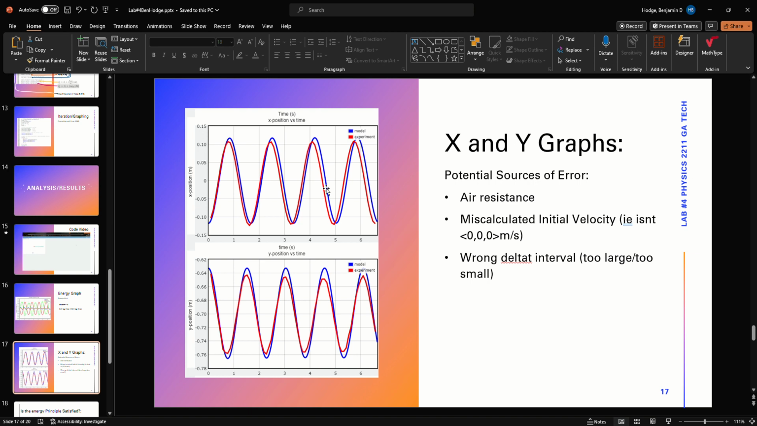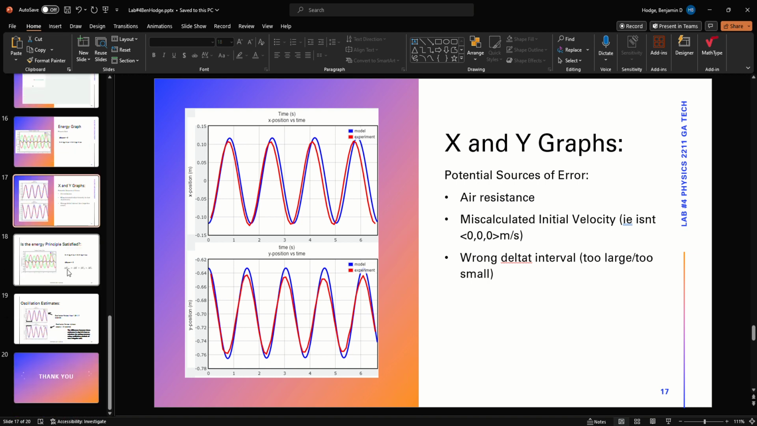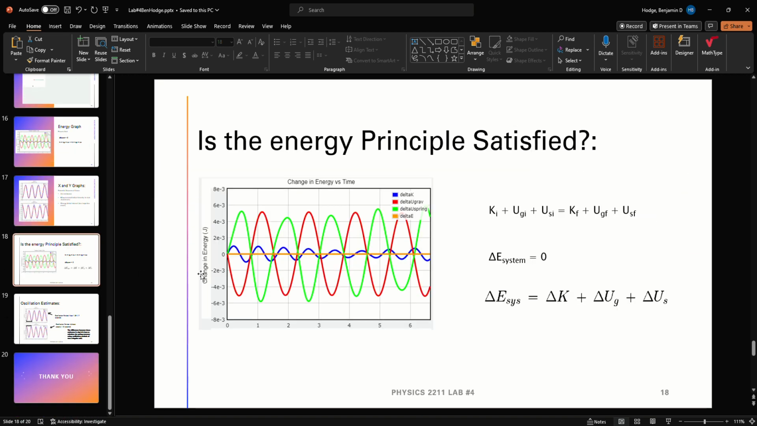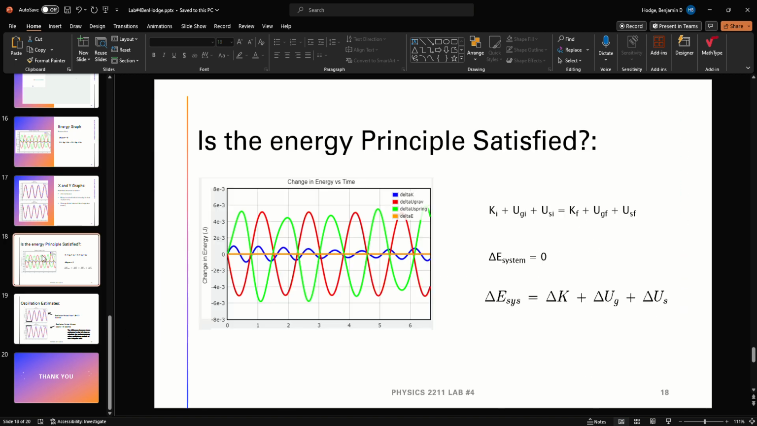As for the X and Y graphs, they're a little bit off between the model and the experimental. Potential sources of error include air resistance, miscalculated initial velocity, which isn't 0, 0, 0 as I put in the code, or a wrong delta T interval, too large or too small, which I couldn't figure out how to calculate because I'm not very smart. Is the energy principle satisfied? It is. We explained it up here: since the delta U of the system and these are all canceling each other out, it's going to be equivalent to 0, which is correct.